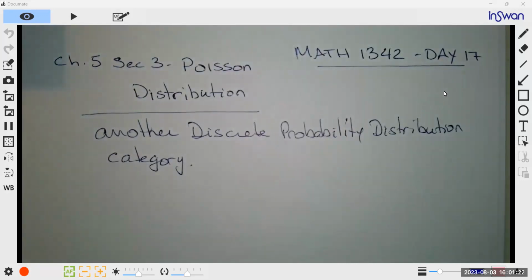In section 1, we dealt with the general discrete probability distributions. In section 2, we dealt with binomial probability distributions, where there are only two possible outcomes. Now we're going to look at a whole different category, and this one has a lot more valuable meanings that we can use.